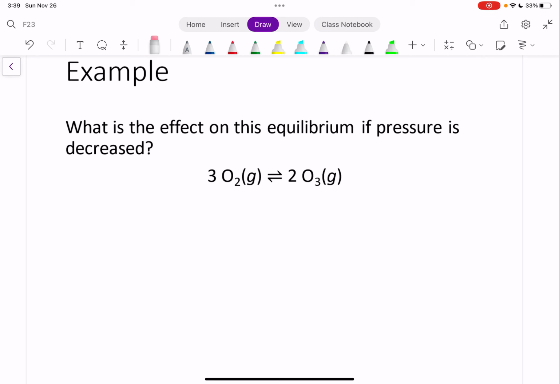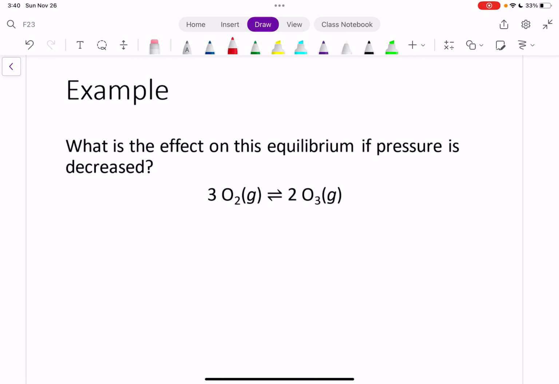All right, so let's try this out. This says, what is the effect on this equilibrium if pressure is decreased? So if we decrease the pressure, our reaction is going to move in the direction that counteracts that change. So we first need to look at how many moles of gas we have on each side. So on the left side, we have 3 moles of gas. And on the right side, we have 2 moles of gas. So if we decrease the pressure, our reaction is going to shift to the left because we want to increase the number of moles of gas that are pushing on the walls of the container to reestablish equilibrium, to get that pressure back up to where it was before.